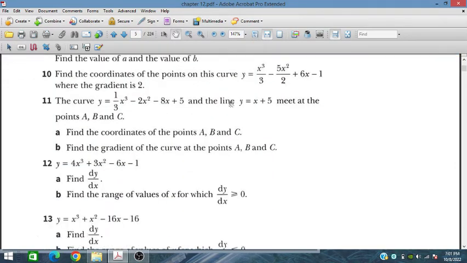Now let's move to problem number 11. Here the curve is y equal to 1 over 3 x cube minus 2x square minus 8x plus 5, and the line is this. A curve and a line meet at the points A, B, C. So this curve is intersecting this line at three different points A, B and C, and we have to find the coordinates of A, B and C. Secondly, find the gradient of the curve at the points A, B and C. So let's move to problem number 11.